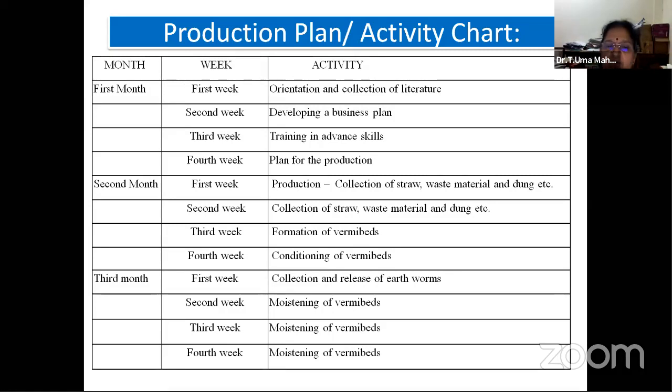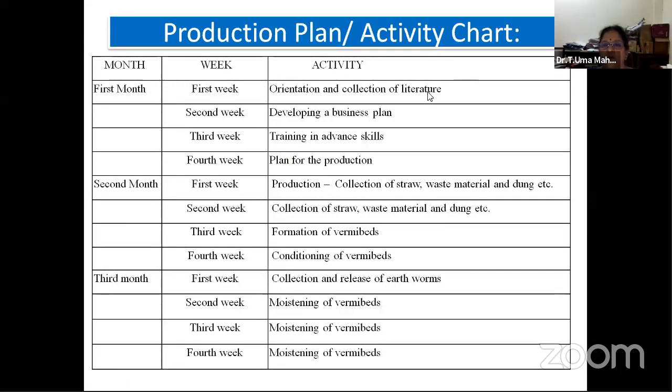Then what we have to do: it will take around 3 months. The first time you want to go for production, you have to collect the waste material, and collect some quantity of dung; you have already constructed the shed. One cycle will take about 3 months. So how should you do it? Now I have given a developing business plan, that is, if you spend how much, you will get how much.